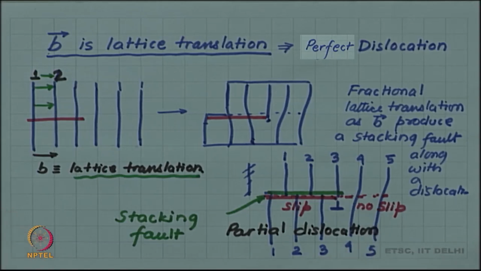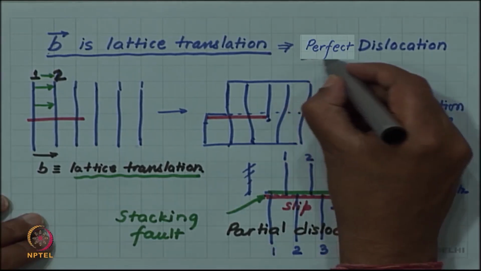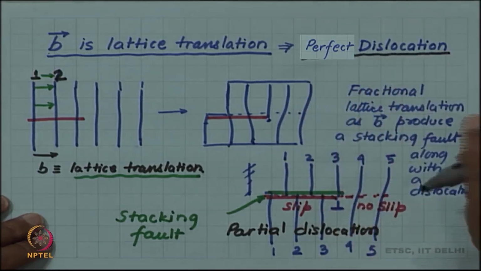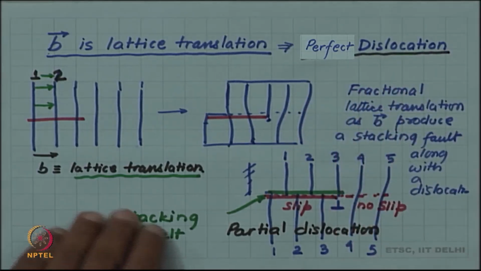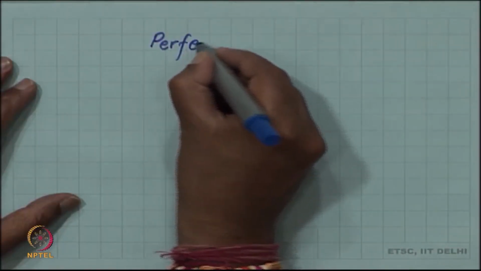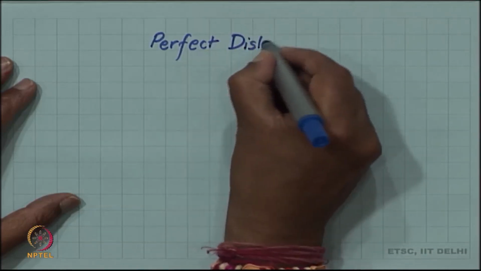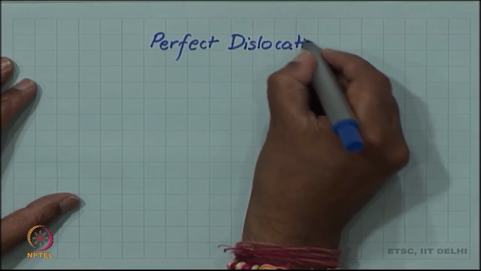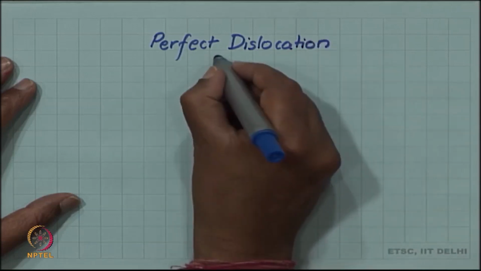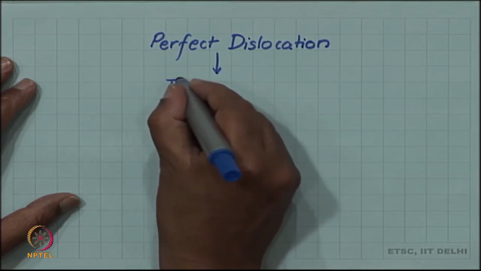In dislocation theory, these partial dislocations associated with the stacking fault are also very important, but in this course we will focus on perfect dislocations, which are not associated with stacking faults. So, we have perfect dislocation. Perfect dislocation makes B a lattice translation.